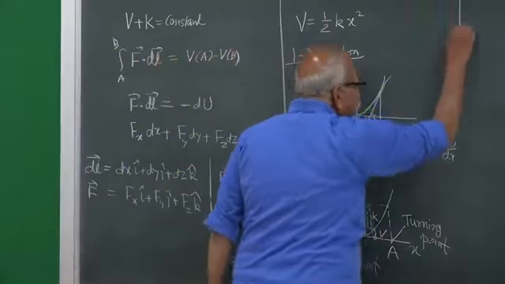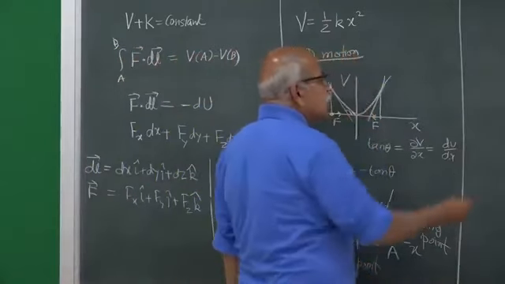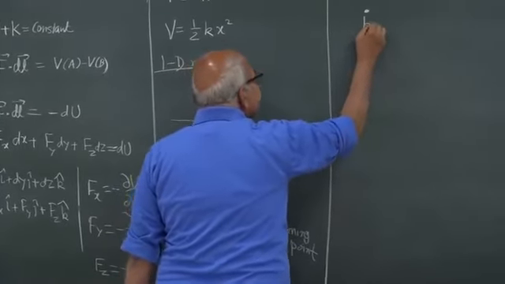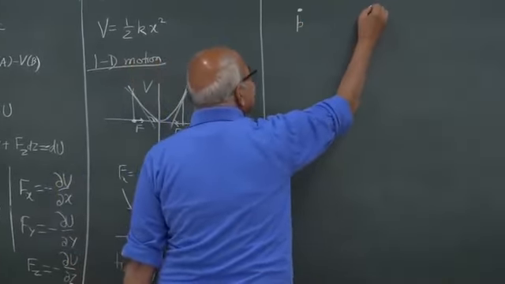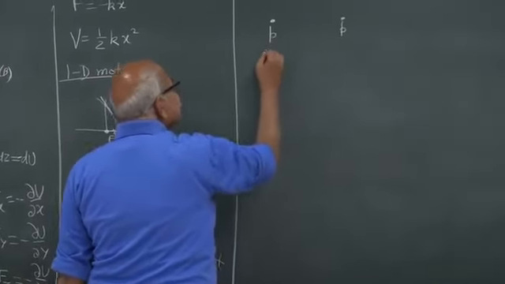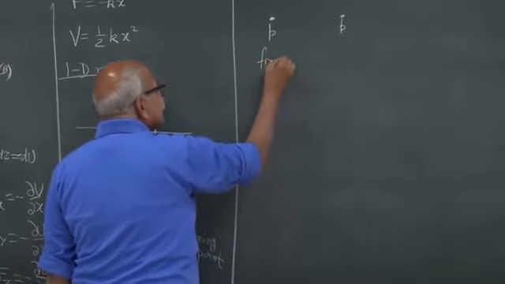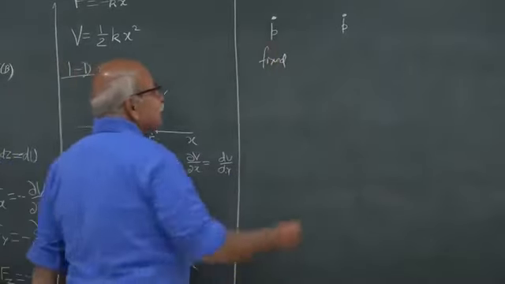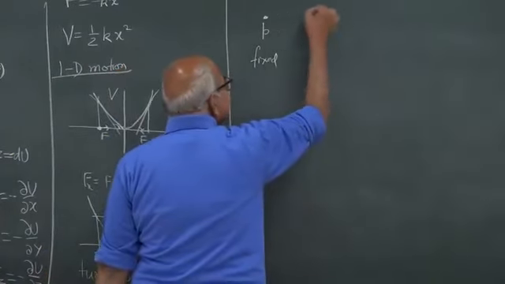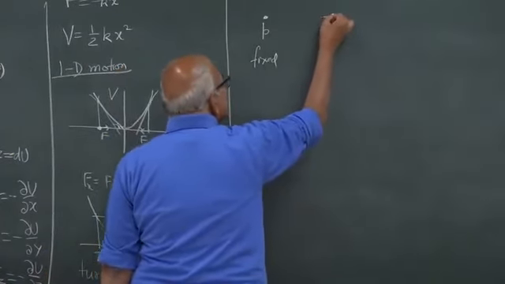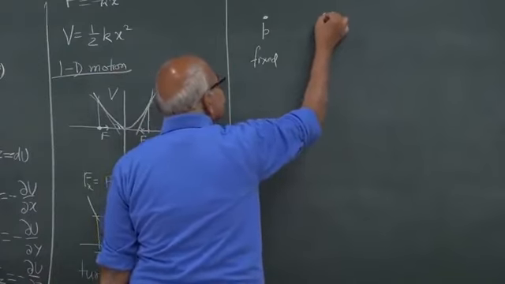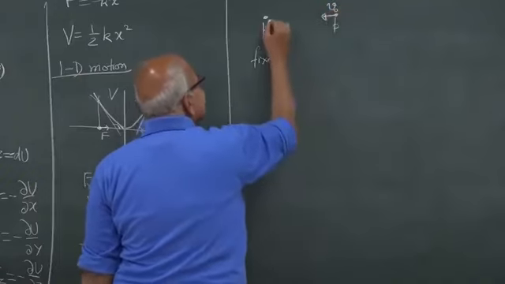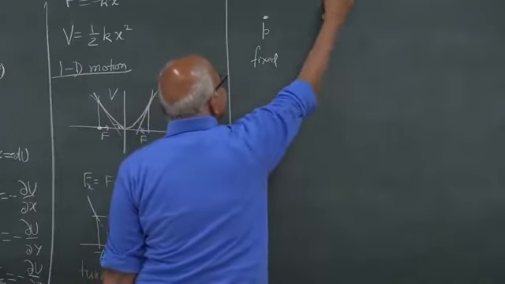Let me take one more example. Suppose you have a proton, and you have another proton, and suppose this proton is somehow fixed and this one can move. Suppose this is moving, this distance is large, and it is moving towards the first proton like that. It has some velocity v naught here, and this distance is quite large.